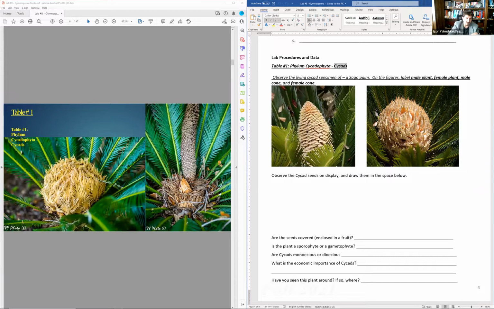That's literally from my front backyard. So in this particular case, it's a male cone, and this is a female cone right here. Female plant, male plant. That's my neighbor's across the street. Well, actually, diagonal across the street. But in any case, here we have a female plant. This is a male plant.